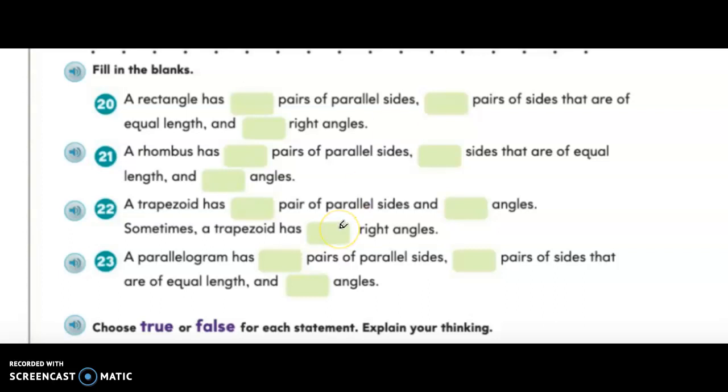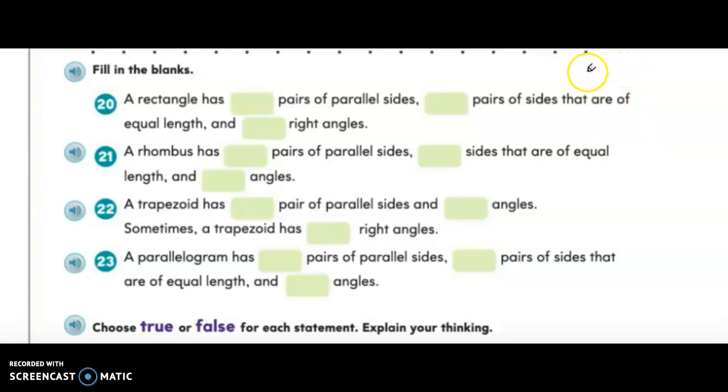Alrighty, so we're going to continue to practice. So you can go back between slides to reread the different descriptions of these shapes if you need, or if you can visualize it in your mind, that works great as well. So a rectangle. So try and envision a rectangle in your mind. So it has how many pairs of parallel sides?